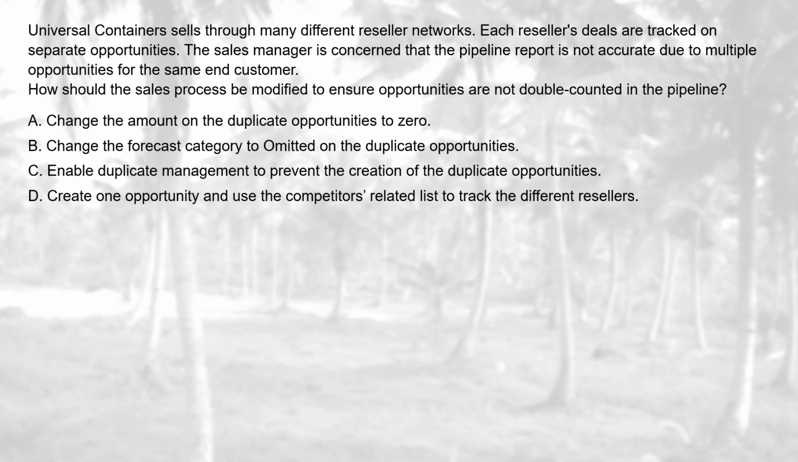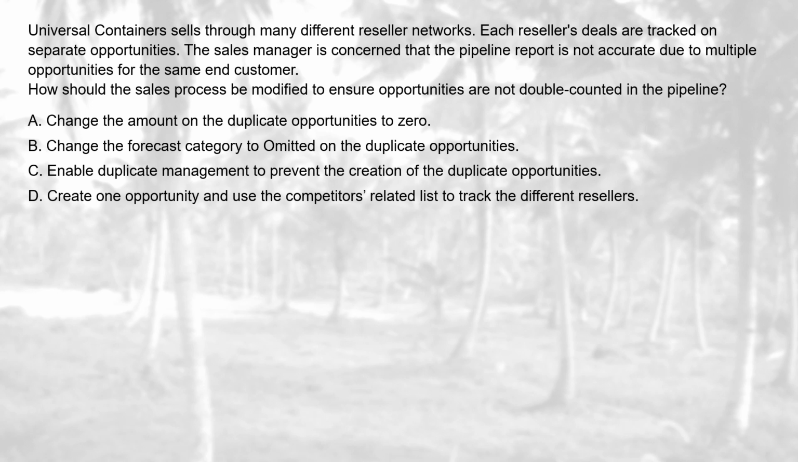So first we have A, change the amount on the duplicate opportunities to 0. B, change the forecast category to omitted on the duplicate opportunities. C, enable duplicate management to prevent the creation of duplicate opportunities. D, create the opportunity and use the competitors related list to track the different resellers. So let's see what we have and break it down for us.